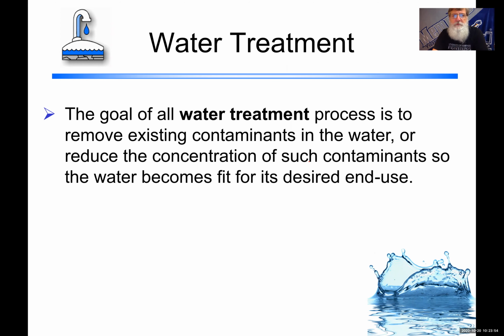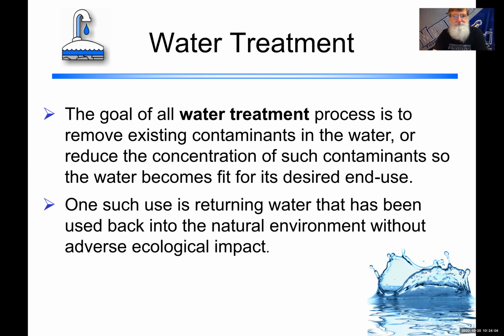So the goal of all water treatment is to remove existing contaminants and to reduce the concentration of those contaminants so that the water is desirable for whatever the end use is. And also, once you finish with the water, it would be to return that water to a natural environment without adverse impacts. Now, that would be called wastewater treatment. That can be a much more complicated thing. If you can imagine all the things that you flush down the drain or flush down the toilet, those things have to be removed. Whereas in a normal water supply source, it's not necessarily as critical.